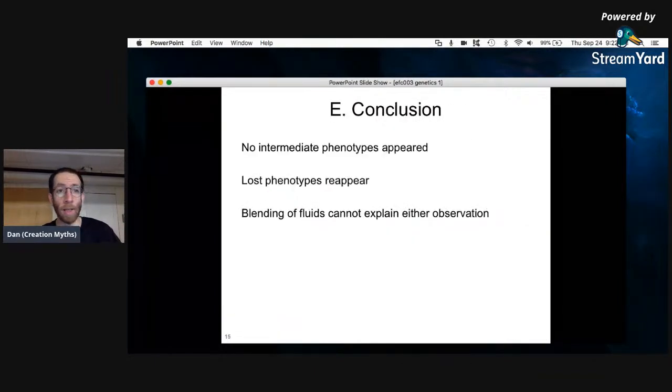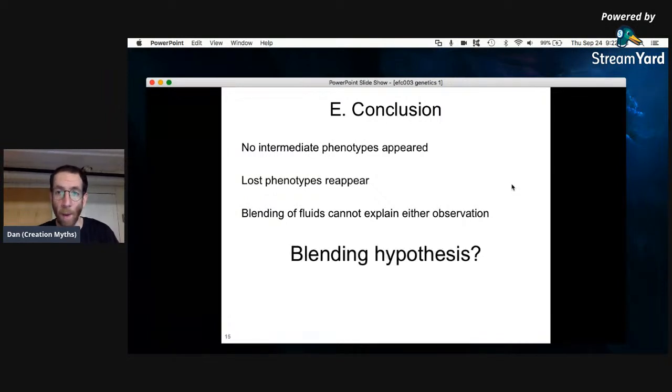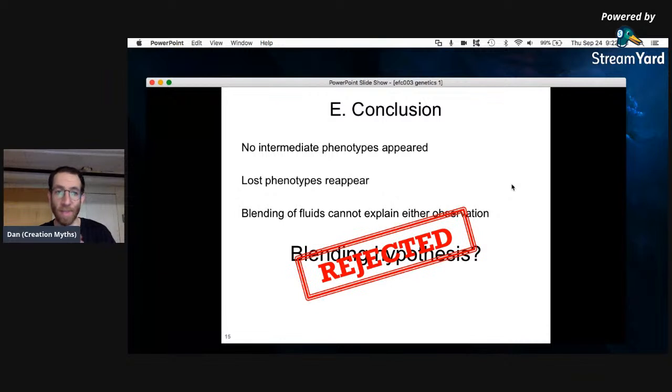So let's bring this home. And we're going short tonight because if I did the next part, it would be way too long. So to conclude, no intermediate phenotypes appeared. The lost phenotypes reappear. Blending cannot explain either of these observations. So our blending hypothesis for inheritance, that is rejected. We have disproved, and by we I mean Mendel, has disproved the blending hypothesis for inheritance. Okay, that's what we have showed right here.